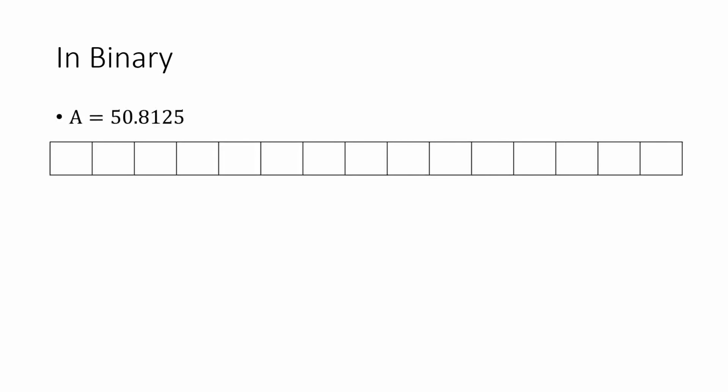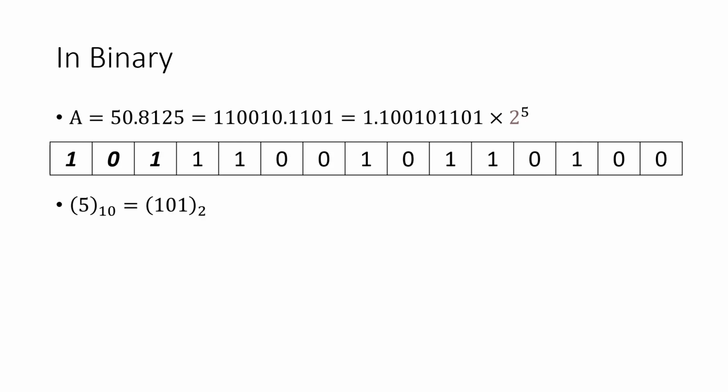Now that we know of a good method to store numbers, we can mirror this in binary. First we write our number, then we convert it to binary, then in scientific notation. Then we store the exponent and the significant digits.